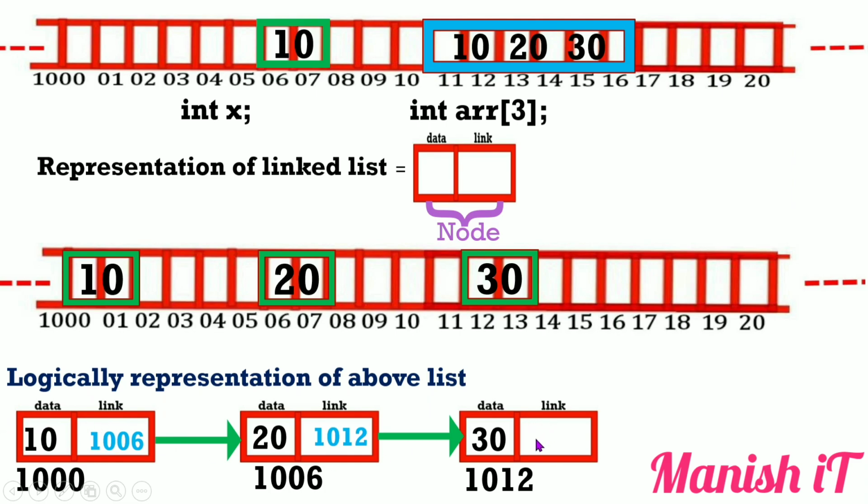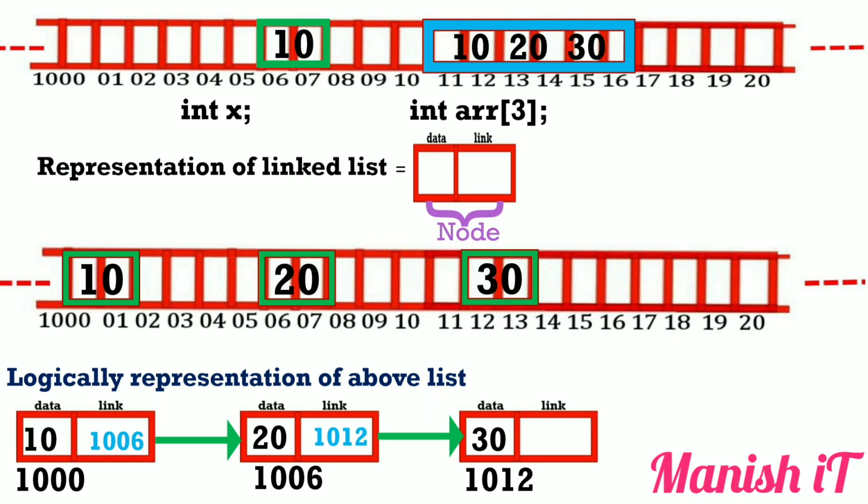But now the user wants to add another node, because in an array there is a restriction. Suppose you have declared your size as 3 and you want to enter an extra value; in an array that cannot be possible. But in a linked list you can add extra values. Say the user wants to enter 40. Then what happens? The answer is, it is easy to add any new data in a linked list due to the dynamic creation of memory.